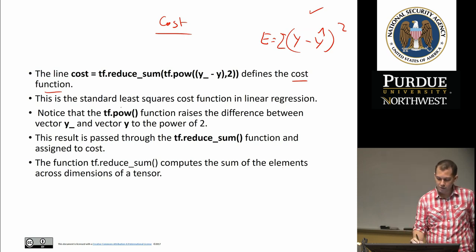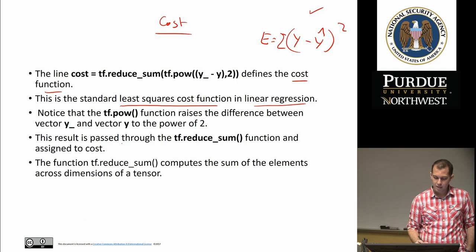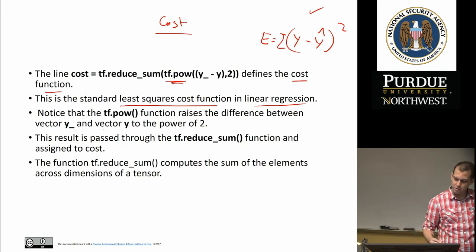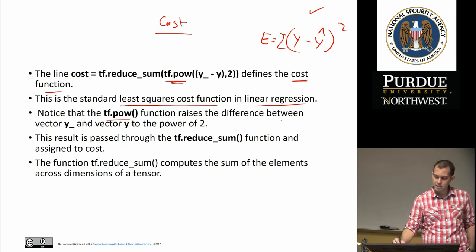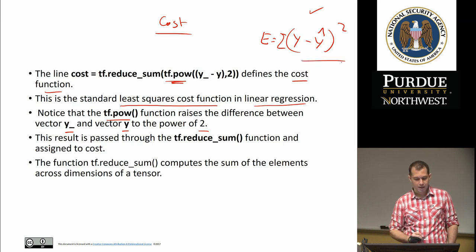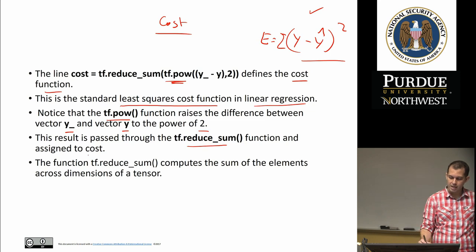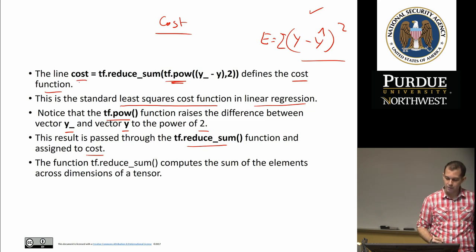So this, as you know, is the standard least square cost function in linear regression. Now notice here a few functions. TF pow takes the difference between vector y_ and vector y to the power of 2, to capture that essence. This result is passed through the TF reduce_sum function and assigned to cost over here.